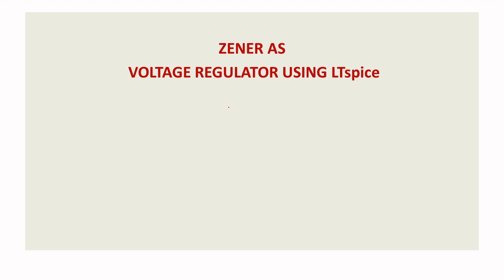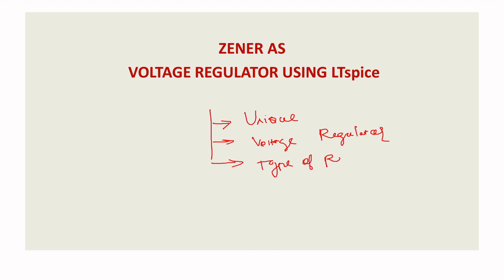Okay, so the concepts which we are going to discuss today are: what is the unique property of the Zener diode, which you already know, what is the voltage regulator circuit, and what are the types of regulation? Okay, that is the agenda of today's class.